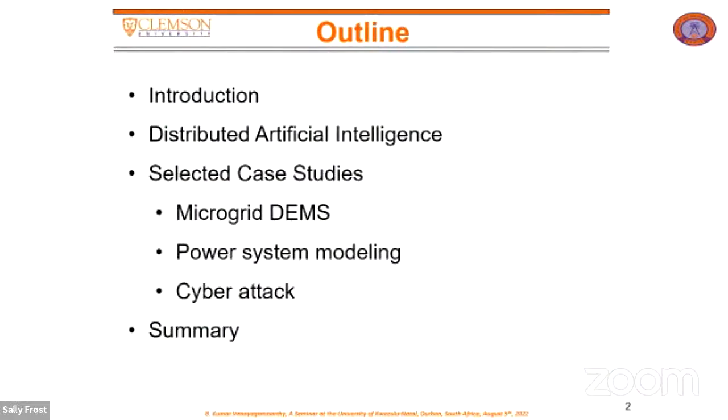So the outline: I'll give a brief, quick introduction, and then I will take us through distributed AI, how we realize distributed AI and the need for it. Then there are a number of case studies I could present, but I've chosen 3: a microgrid, dynamic energy management system, power system modeling, and cyber attack. So 3 different problems. I could present a dozen problems and we would be here till tomorrow, but I don't want to do that.